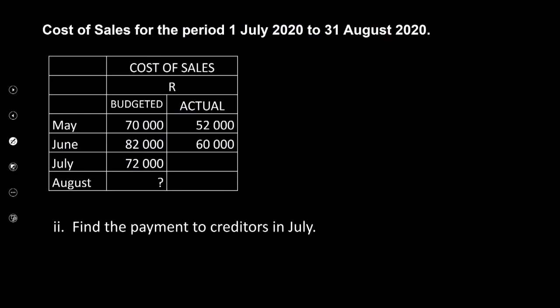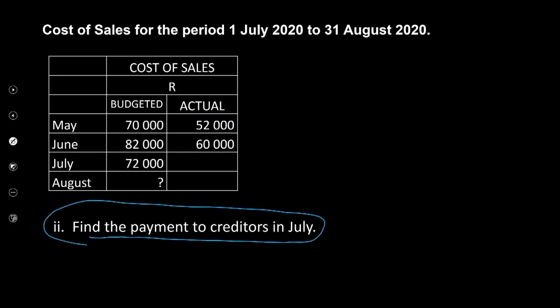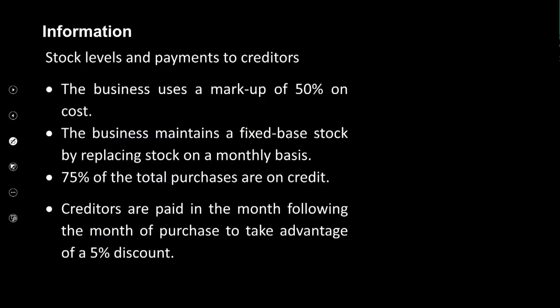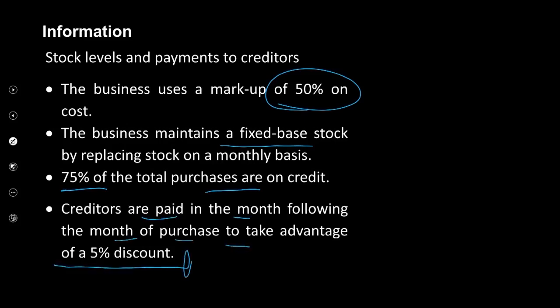You are asked to determine the payment to your creditors, and what do we do here? Once again, let's go back and see what we're going to do. Number one, same story: 50% markup, fixed base stock, 75% of total purchases on credit. Creditors are paid in the month following the month of purchase to take advantage of a 5% discount.